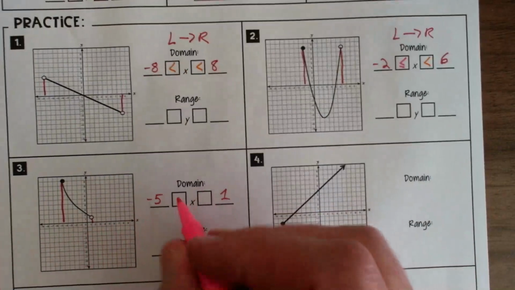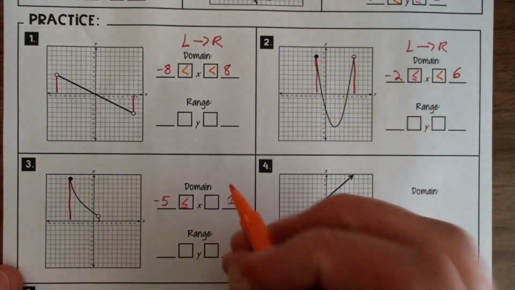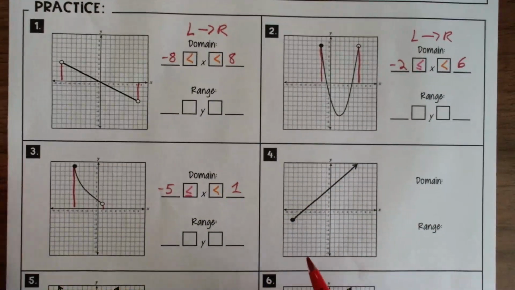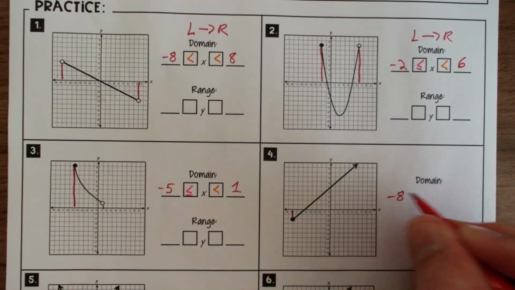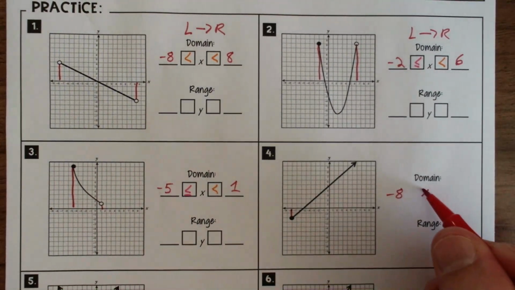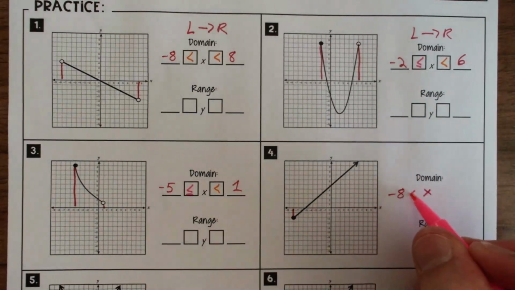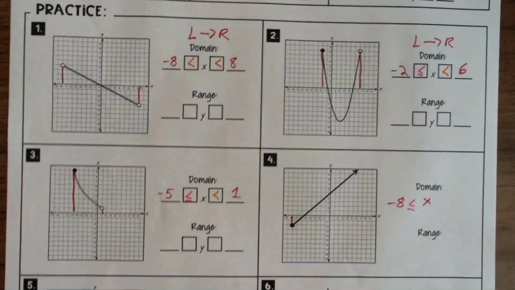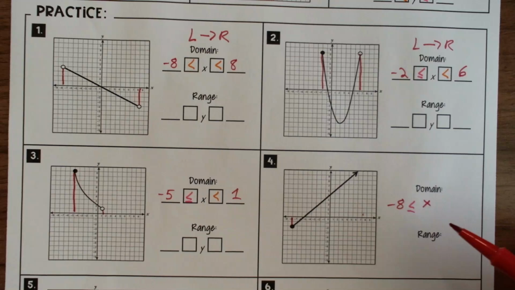This one is included, so this is less than or equal to. This one is not included, so it is less than. Here's a strange one. This is one where it does not have a boundary. It only has a boundary on one side. So -8. So -8. And it's included. So less than or equal to x. And that's it. Because there's nothing stopping it over here, I don't write anything on the right side, the greater than side of x.